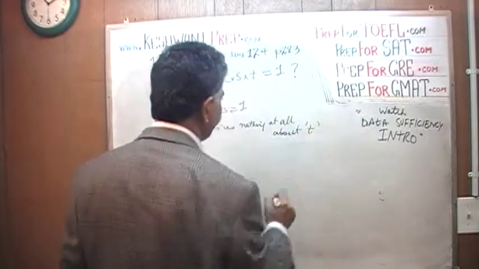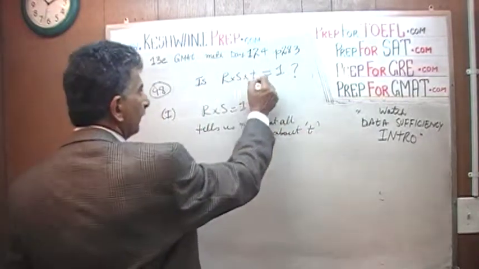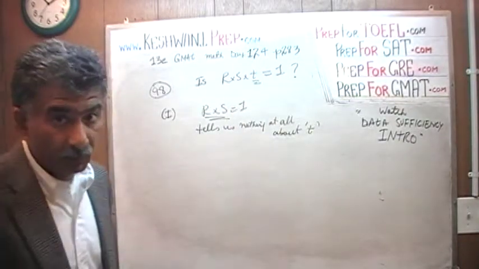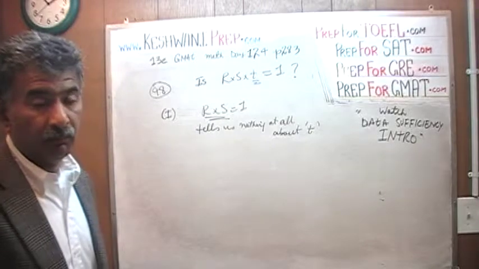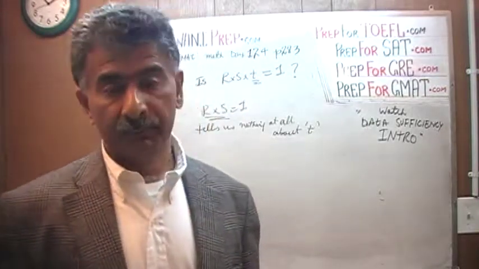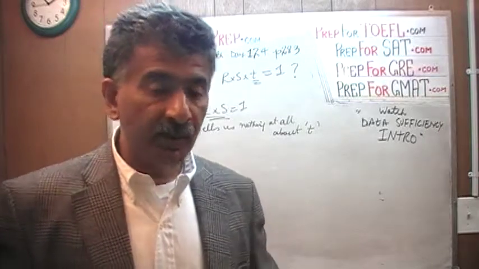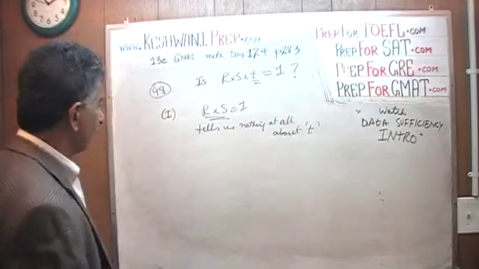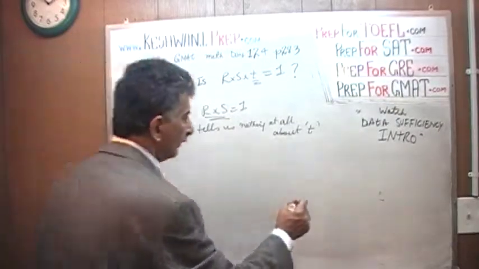about t. There are 3 variables here. We know the product of these two is 1, but what about t? If t is 1 also, then of course r times s times t would be 1. But if t turns out to be something other than 1, then r times s times t will not be 1. We have to know about t. Is t 1? This does not answer that. So the first statement by itself is worthless.